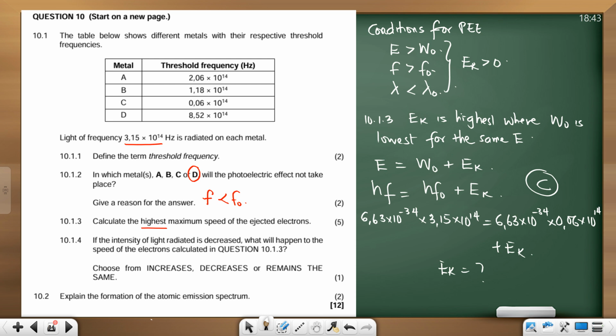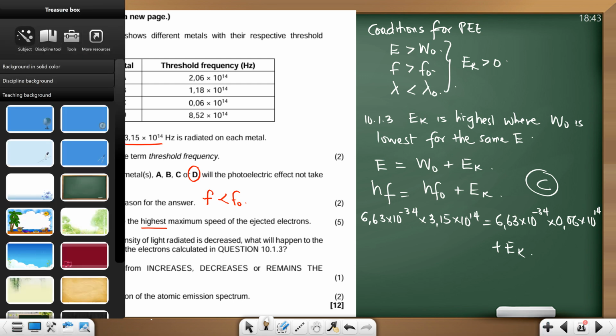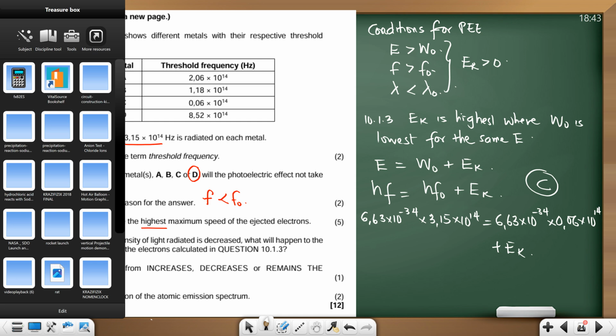They said maximum speed. That is kinetic energy. Okay, let's do it. What is my EK? I need maximum speed. Otherwise, it shouldn't be 5 marks. Can we do the maths, please? All right, I'll do it. Where's my calculator?